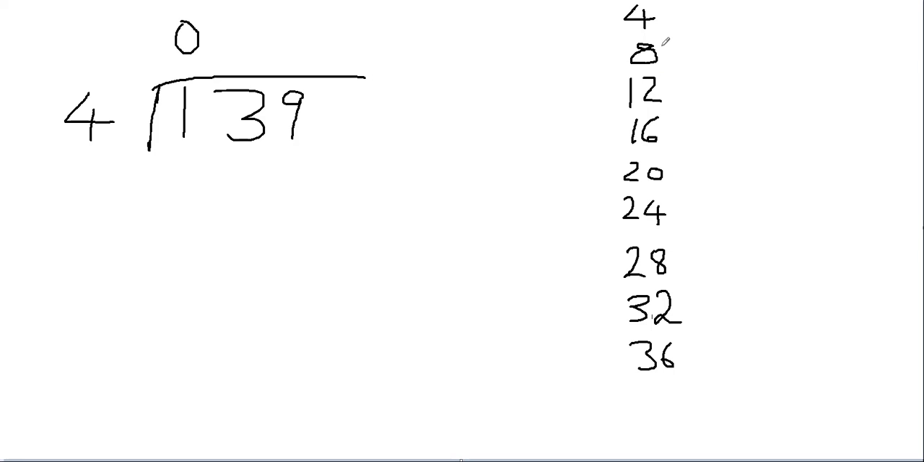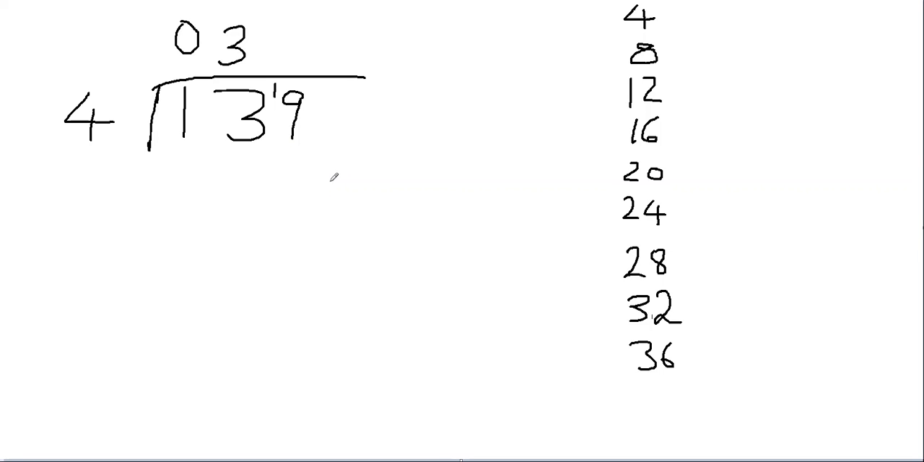So 4 times 3 is 12. 12 divided by 4 is 3. And you have 1 left over. The difference between 12 and 13 is 1. If you counted out, the difference between 12 and 13 is 1, so you have 1 left over. Your remainder is 1, and you carry it to your next number.